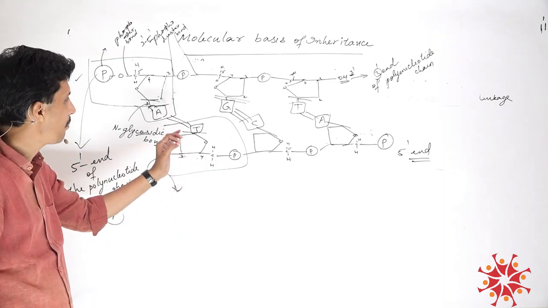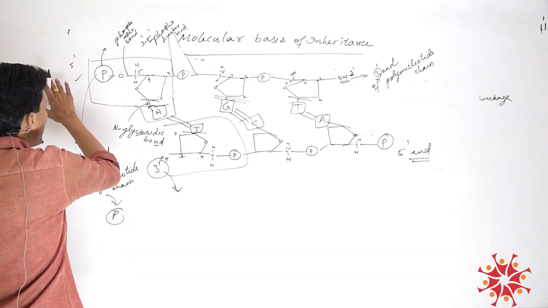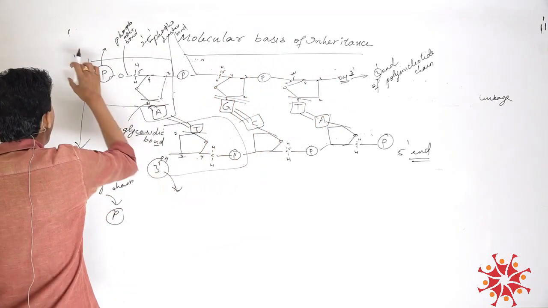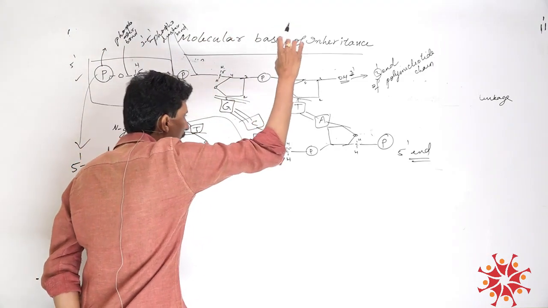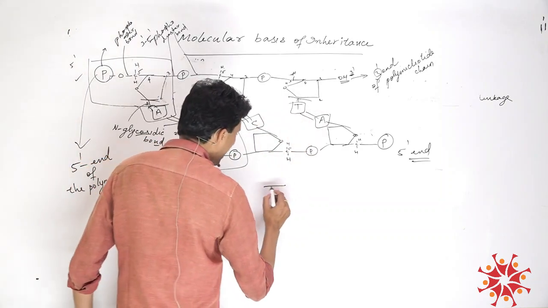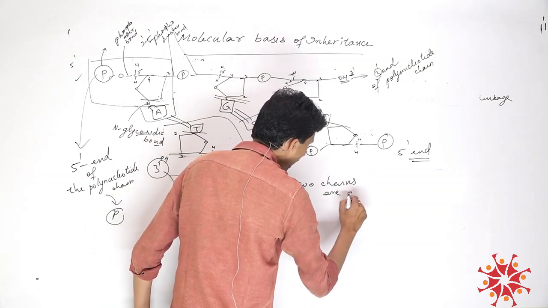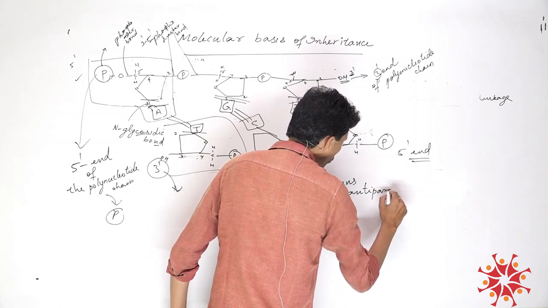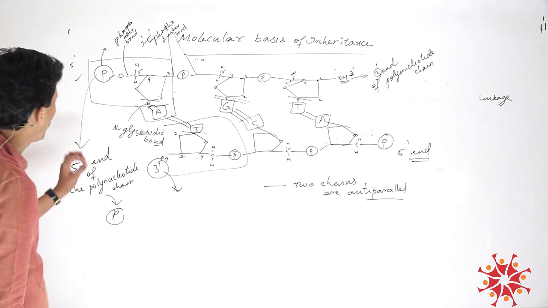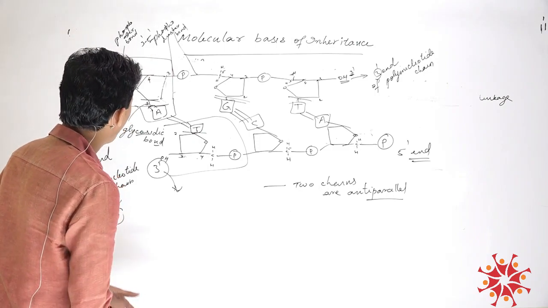Because if one polynucleotide chain runs from the 5' end to the 3' end, the other polynucleotide chain will run from the 3' end to the 5' end. So we say the two chains are anti-parallel in polarity, right? So here, this is the 3' end, that is the 5' end, anti-parallel polarity.